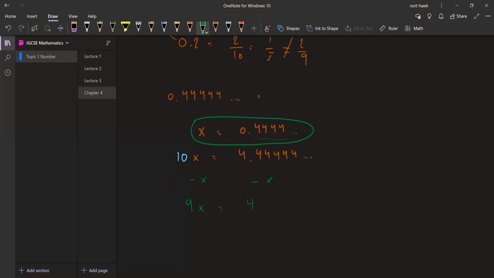And since it's equal to 4.4444, x I could find as x equal to 4 over 9. And since we already defined what x is, this must also be equal to 4 over 9. It is actually very simple. This is how you convert from recurring to a fraction.